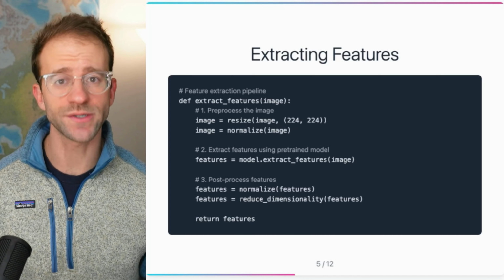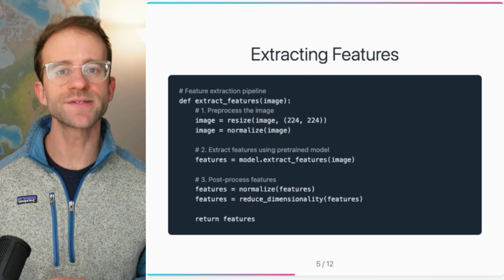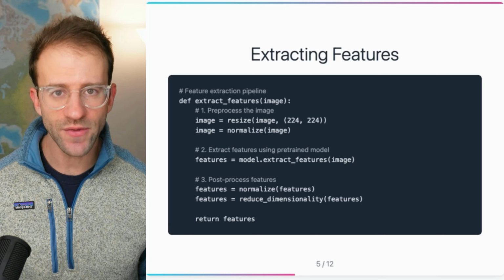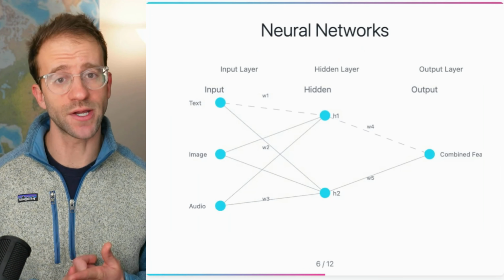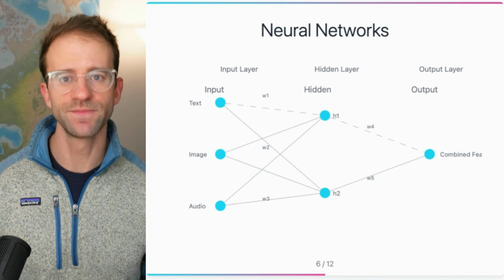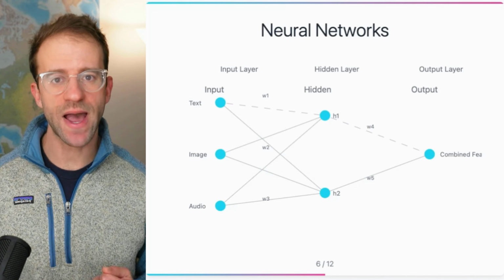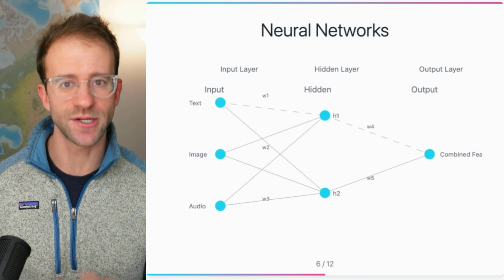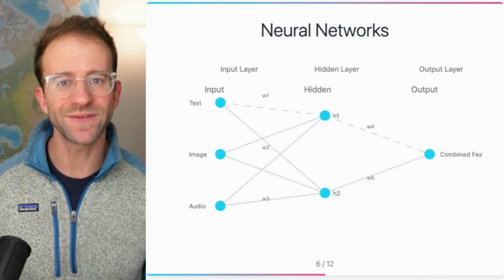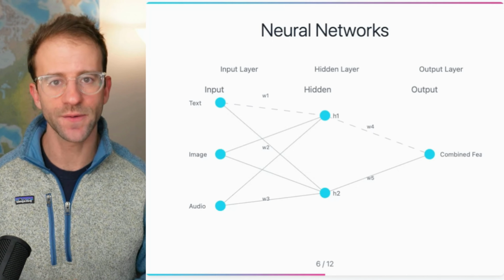This is where neural networks come in. They're like the universal translators of the AI world. Let me show you how they work. Picture a network with three main parts. We have an input layer, which receives our different types of data. We have a hidden layer, which learns patterns and relationships. We have an output layer, which produces unified understanding. Watch what happens when we feed different types of data through the network.